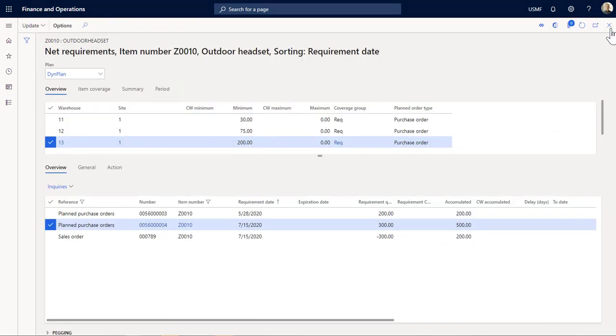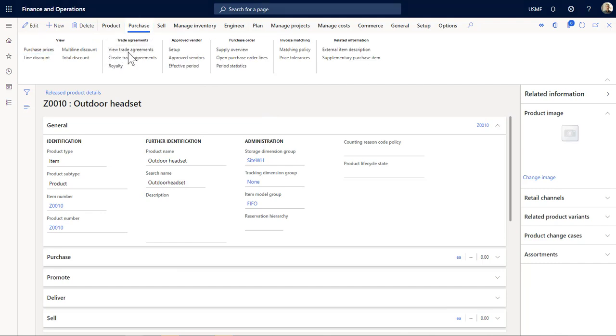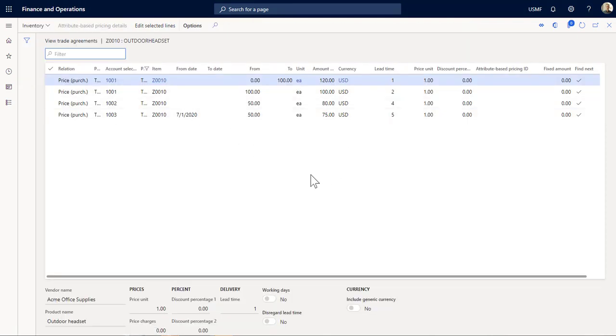So with that, we saw that the purchase trade agreements can be set up in very flexible ways and used by planning optimization to generate an optimal plan based on either the shortest lead time or the lowest price.